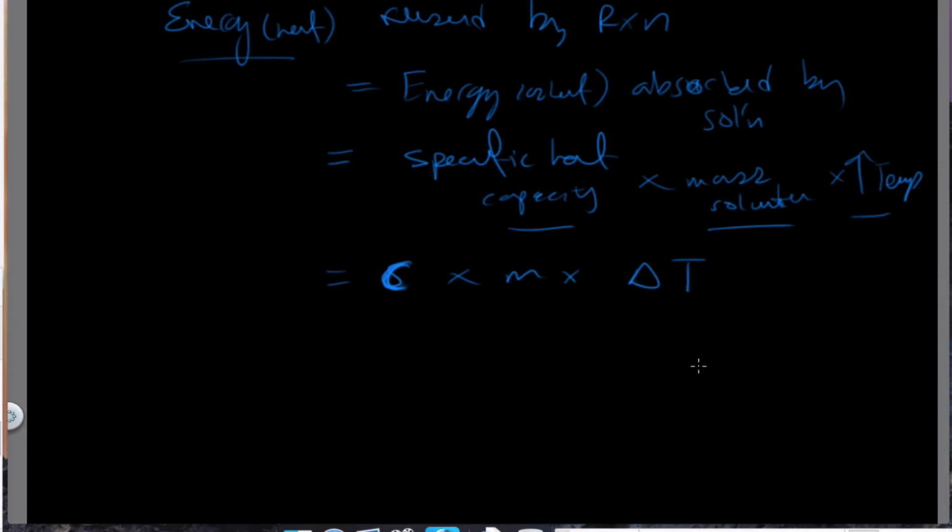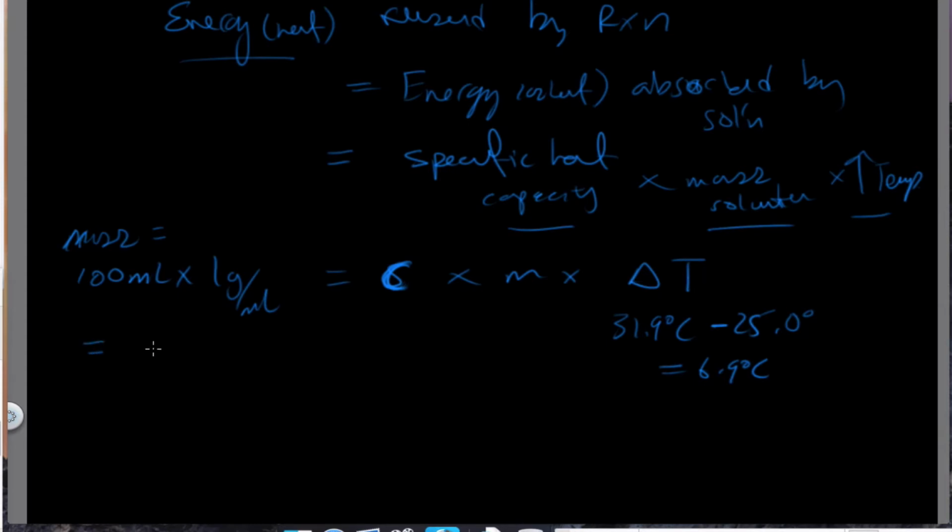So in this case, our delta T was 31.9 degrees Celsius minus 25, because 25 is standard temperature. So this is going to be 6.9 degrees Celsius, right? And the mass of the solution is basically figured out from the density. If we have 100 milliliters times our density of 1 gram per milliliter, it's basically just 100 grams, or 1 times 10 to the second grams, right? So then we can just plug and chug and figure out the energy.